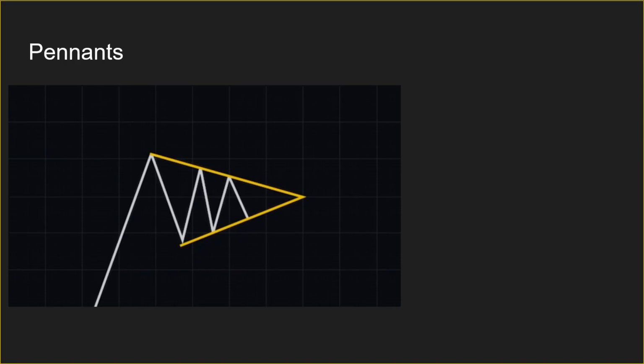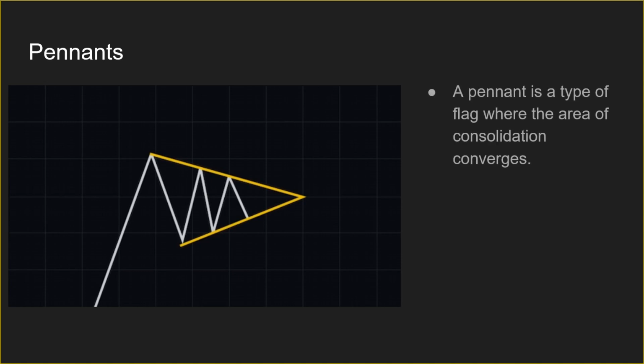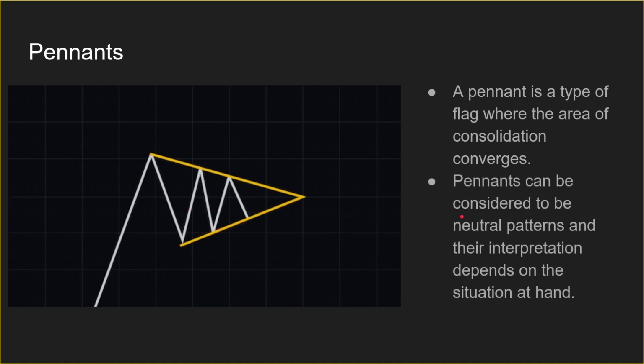The next pattern we'll take a look at is the pennant. So a pennant is a type of flag where the area of consolidation converges, as shown to the left. We're seeing converging prices, lower highs and higher lows over a period of time. Pennants can be considered to be neutral patterns as well, and their interpretation depends on the situation at hand.